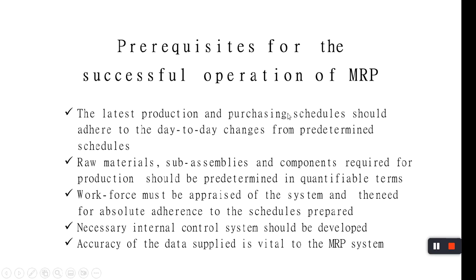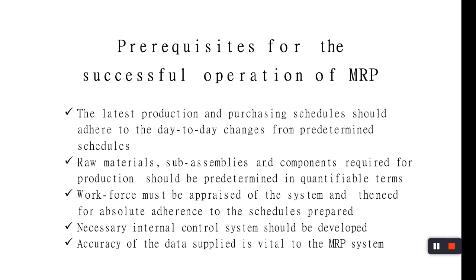So first, the latest production and purchasing schedules should adhere to the day-to-day changes from predetermined schedules. And then the raw materials, sub-assemblies, and components required for production should be predetermined in quantifiable terms. The workforce or our employees must be apprised of the system. They must know how to use the system and the need for absolute adherence to the schedules prepared. There should be necessary internal control systems that are developed and implemented.